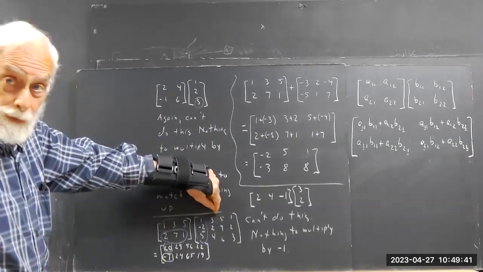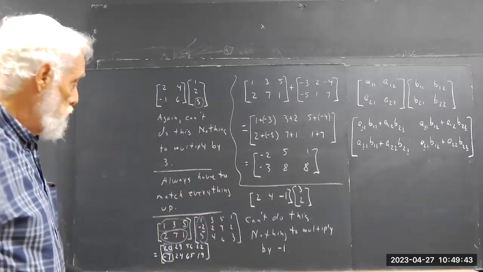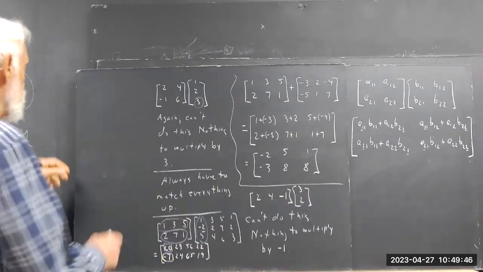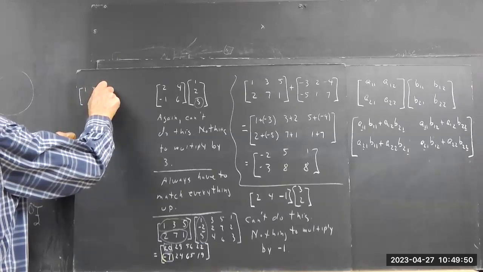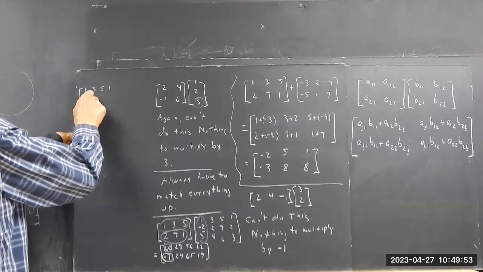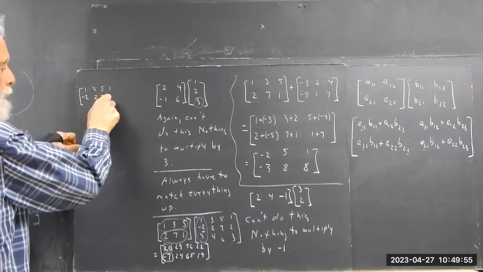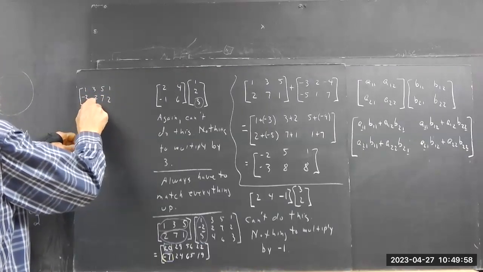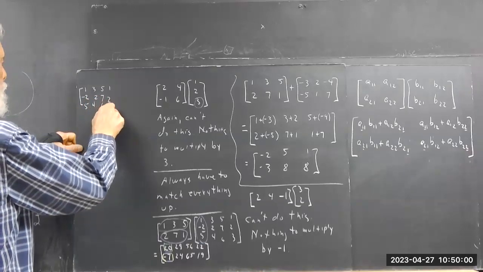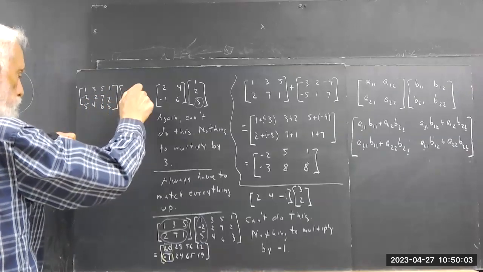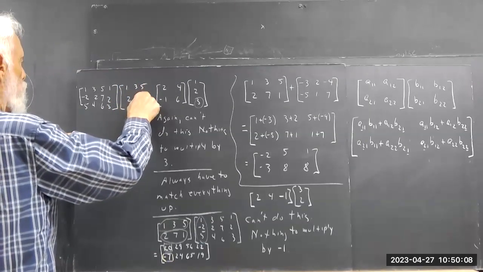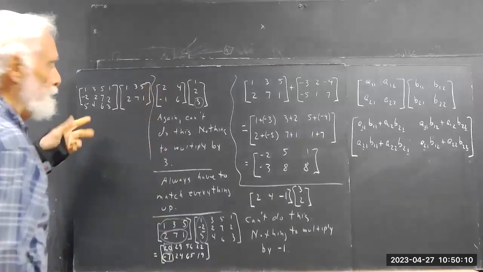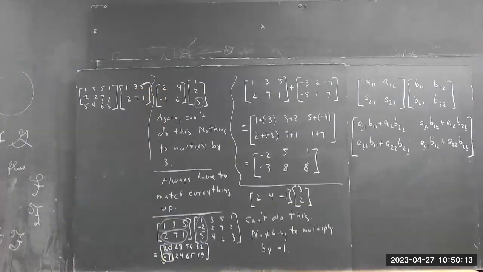I've modified these matrices this time. Can I modify them the other way? Can I do this? Is that possible? Or is that not possible?